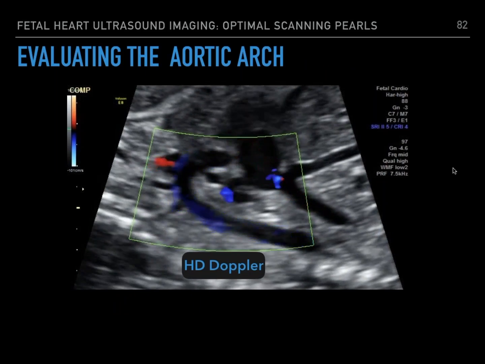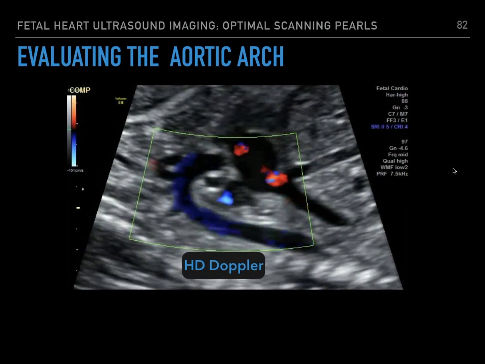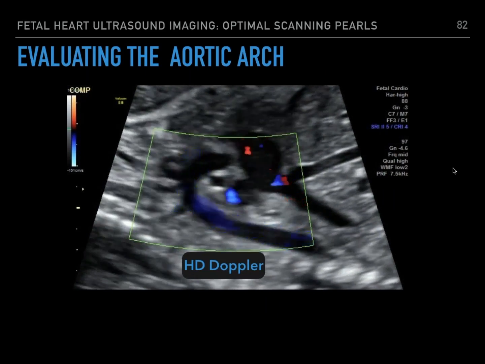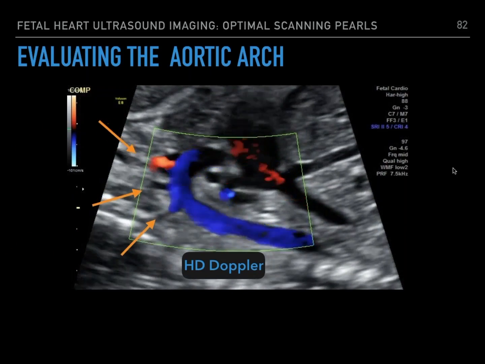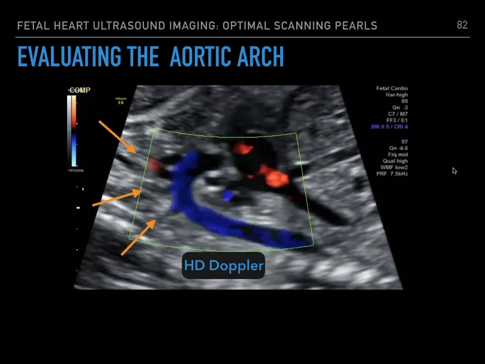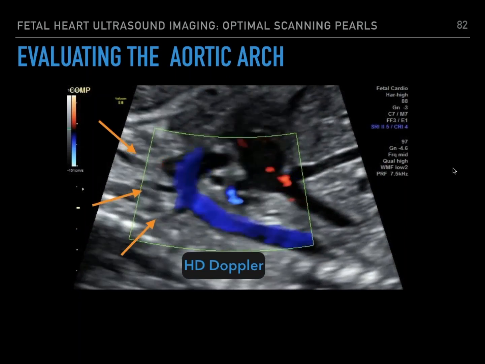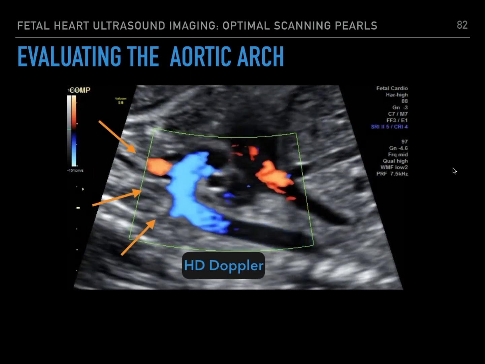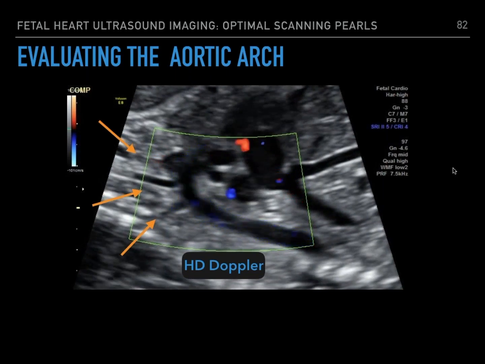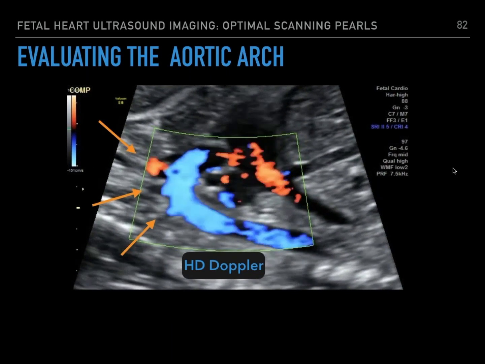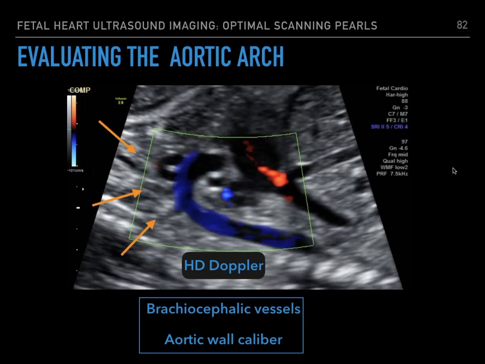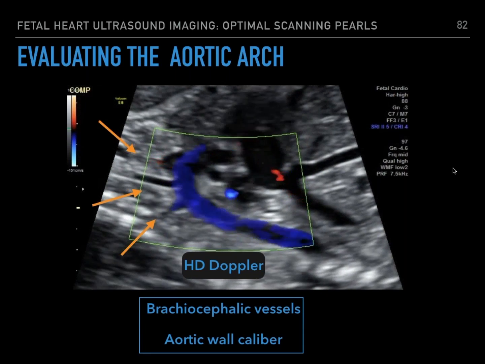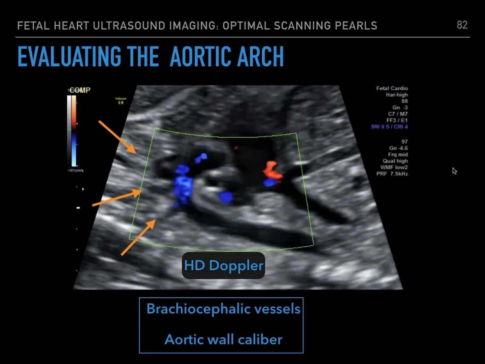High definition Doppler is especially helpful when evaluating the aortic arch. Its sensitivity to the small vessels, flow detection irrespective of angle of insonation, and better axial resolution allow us to evaluate, as you can see, the brachiocephalic vessels and aortic wall caliber, which we can see here very nicely, for any presence of abnormalities.